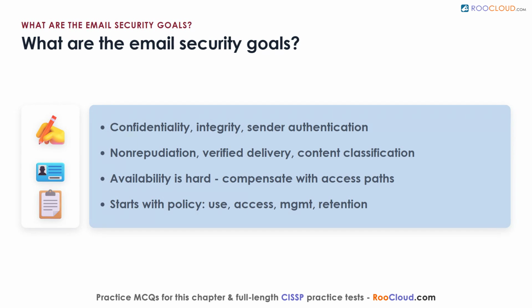Availability is the hard one, since no method truly guarantees an inbox is reachable, so you compensate with verified delivery and multiple access paths. And like all security, it starts with a policy from management covering acceptable use, access control and privacy, management, and backup and retention. Picture a mailroom with clear rules about who may open what, how long letters are kept, and who is allowed to read over your shoulder.